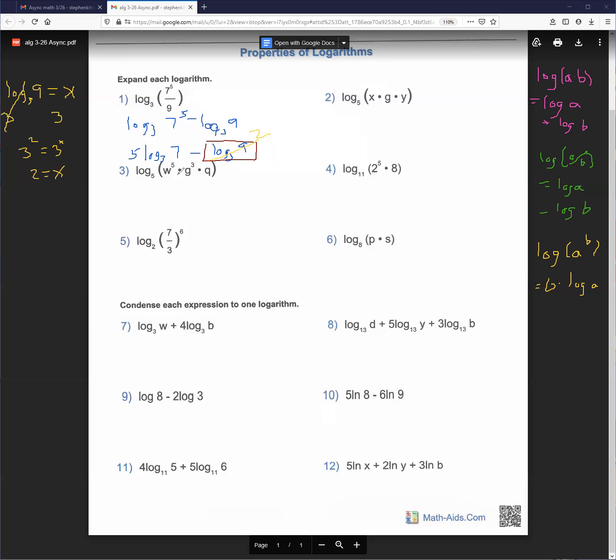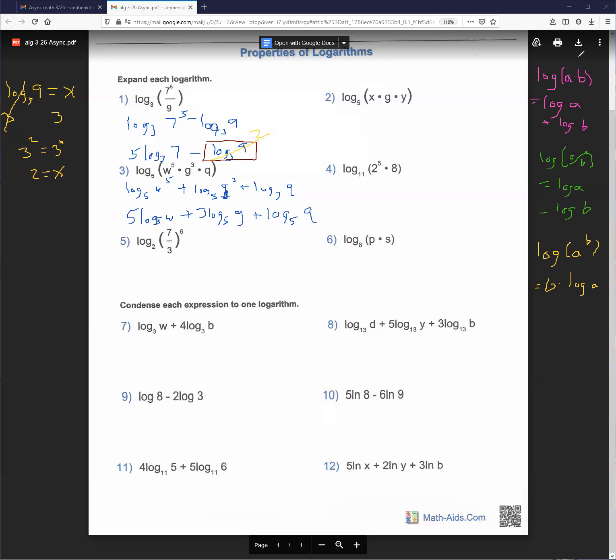For number 3 here, we've got a triple product. So we're going to use the first property multiple times. I'm going to say this is log base 5 of w to the 5th plus log base 5 of g to the 3rd plus log base 5 of q. Oh, the first one should be a g, not a q, whatever. Okay, and then we're going to use our third property, the power thing, to bring these numbers out in front. So 5 log base 5 of w plus 3 log base 5 of g plus log base 5 of q.